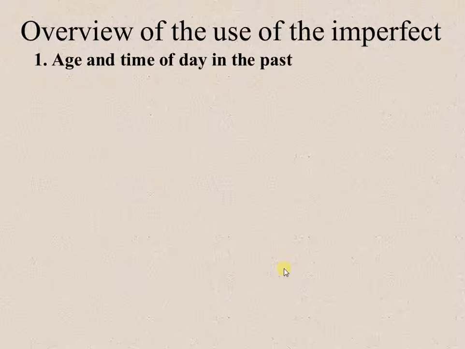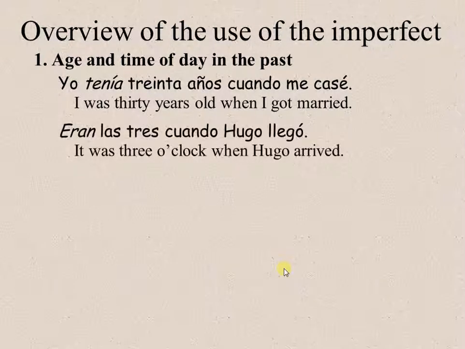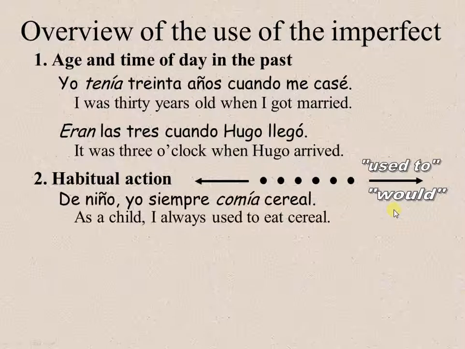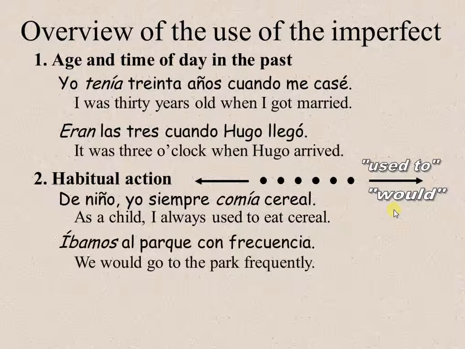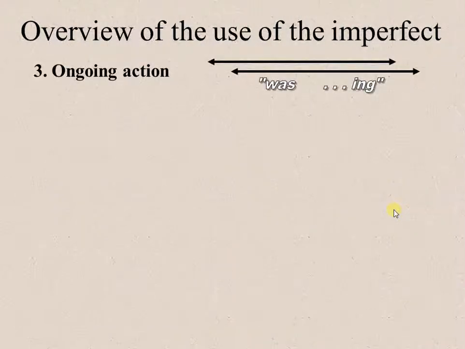Now let's see an overview of the use of the imperfect. Number 1, this one is very clear. Age and time of the day in the past. Yo tenía 30 años cuando me casé. Eran las 3 cuando Hugo llegó. Habitual actions. It's kind of similar to used to or I would do something in the past. De niño, yo siempre comía cereal. Íbamos al parque con frecuencia. Hablábamos español en nuestra casa.